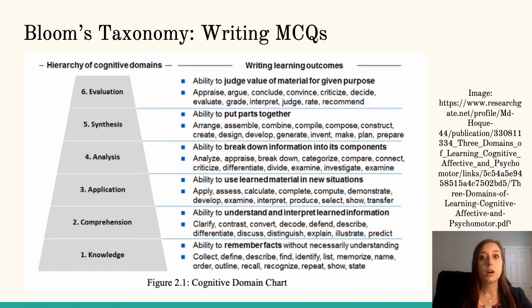The second thing is comprehension. Okay, so that's our ability to actually understand and interpret learned information. So we can maybe explain it to another student, or to a colleague, this concept that we just learned. So verbs that would apply to that would be clarify, contrast, decode, defend, describe, discuss, explain, illustrate, predict, okay? So when we're writing our questions and our objectives, those are the kind of verbs we're going to use for comprehension.